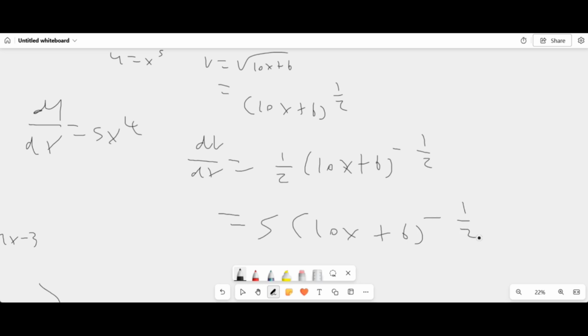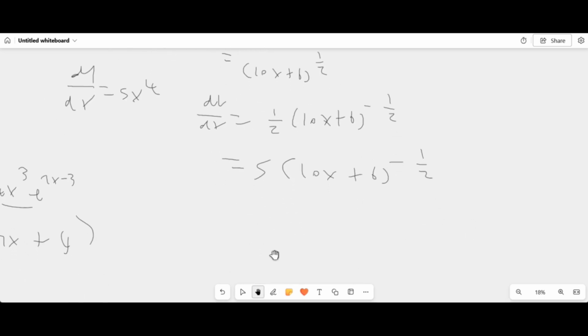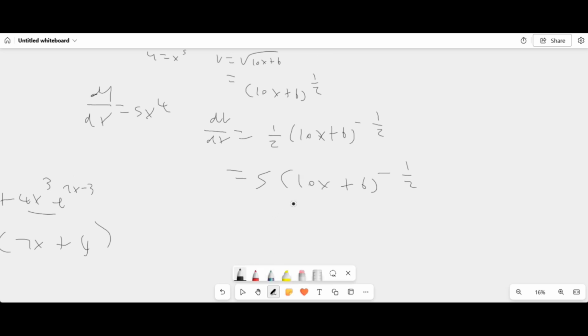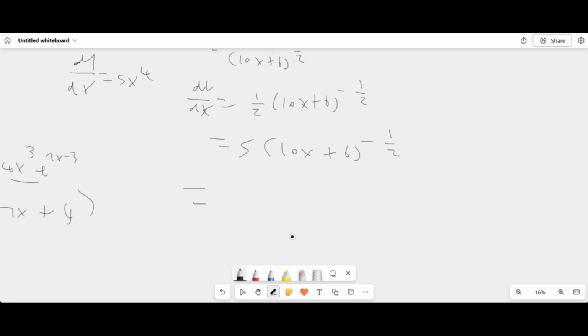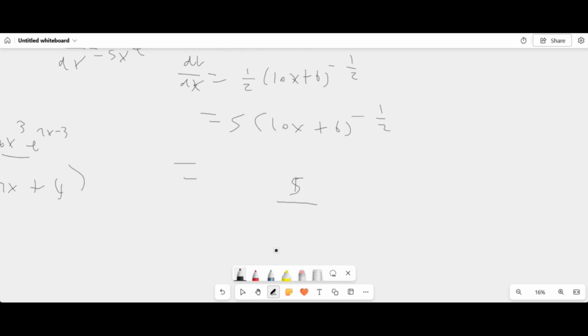Now you get that situation there. What do you want to do now? You need to manipulate dv over dx first. If you have a negative power on top of a bracket, you can write that as 1 over. Because 5 is being multiplied, I can write it straight away as 5 over, and here we've got 10x plus 6 to the power of a half. So that's how you write that in this form.